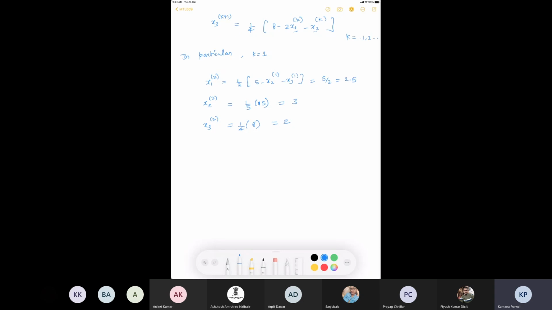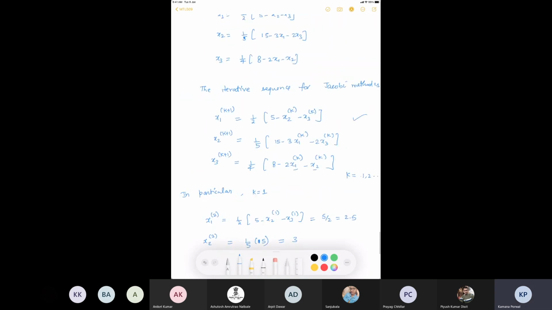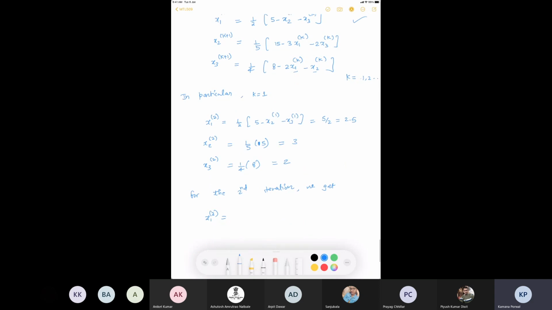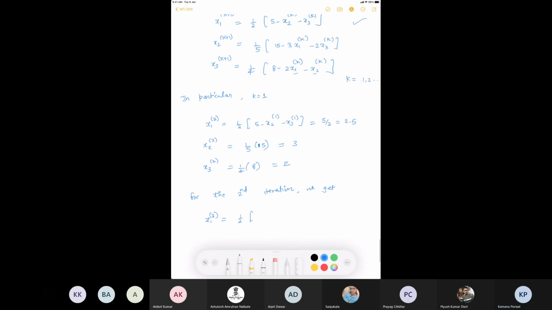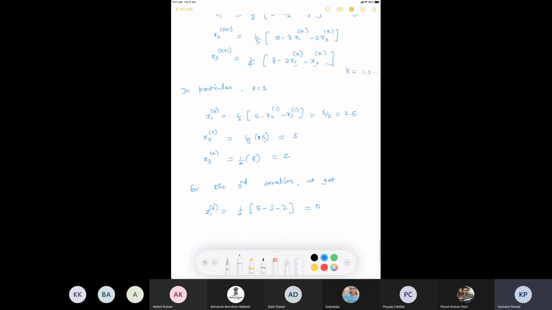Okay, now you can just repeat this process, right? We have found x1, that is our first iteration, we have found it. So now you can find the second iteration. So x1, 3, this is going to be, so again, I'm going to use the same equation. So this is 1 by 2 times 5 minus x2, 2, which is 3, and x3, 2, which is 2. So this is going to be 0.